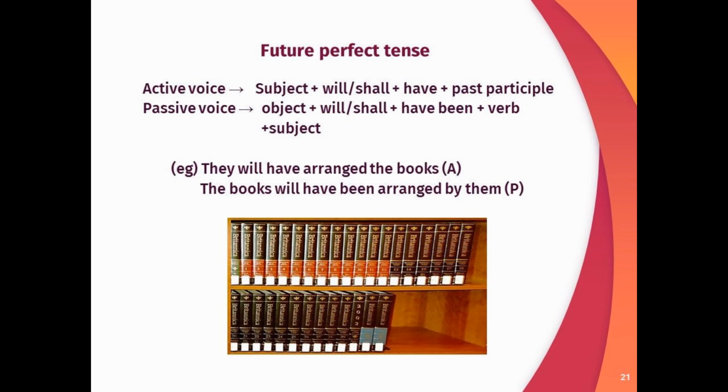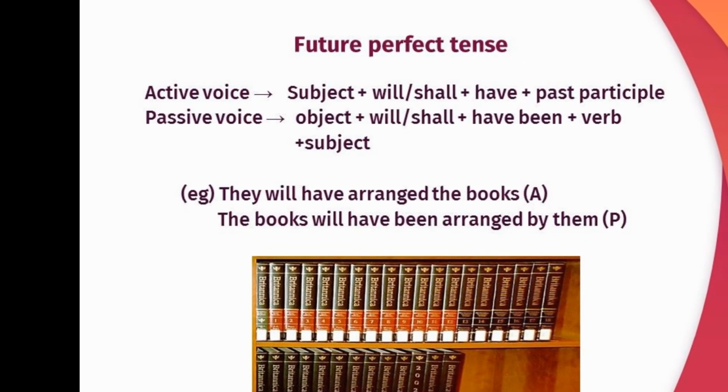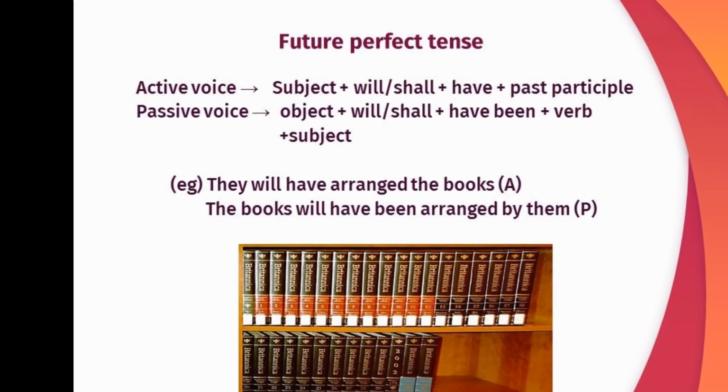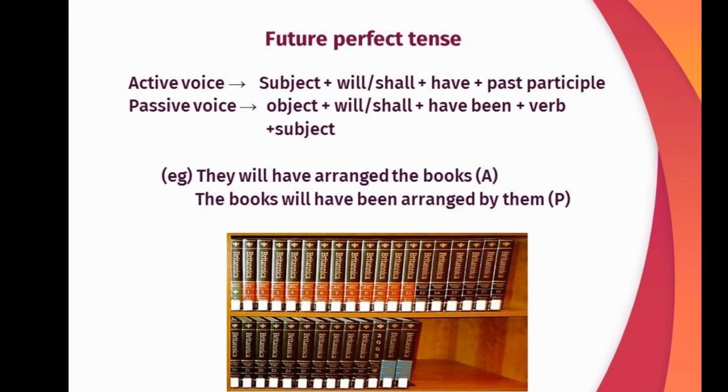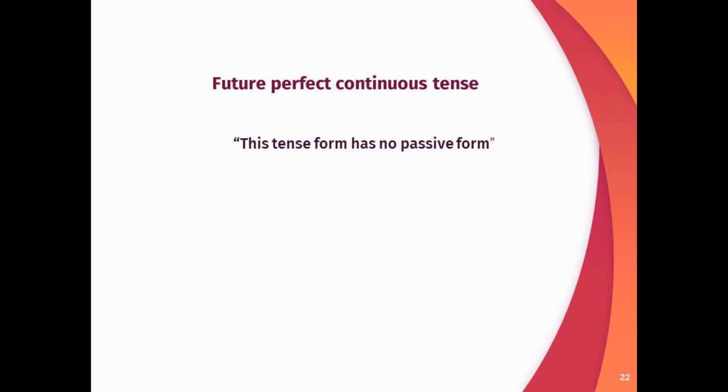Future perfect tense. Active voice, subject plus will or shall plus have plus past participle. In passive voice, object plus will or shall plus have been plus verb plus subject. Example, they will have arranged the books. When it is changed into passive voice, it becomes the books will have been arranged by them. Future perfect continuous tense. This tense form has no passive voice.